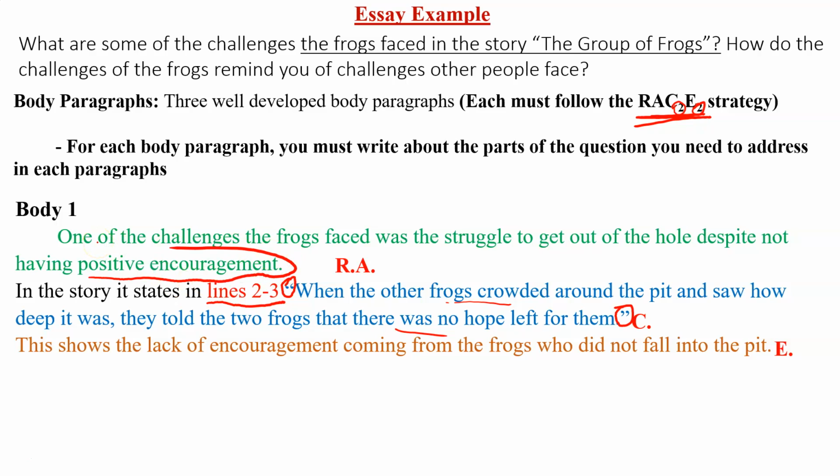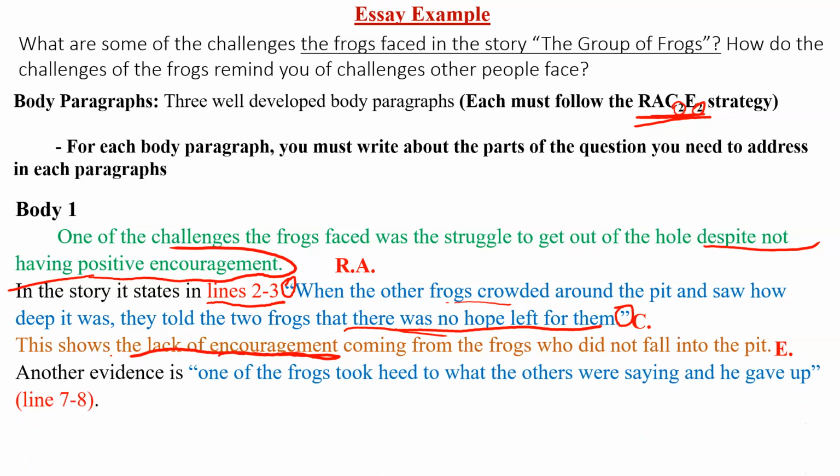Making connections, despite not having positive encouragement: you're telling them to stay down, there's no hope left for them, you're giving them a lack of encouragement. Then now I go on to my second evidence. Again, citation, opening another evidence with quotation marks and the exact words from the text. Another evidence is one of the frogs took heed to what the others were saying and he gave up. That's a challenge right there.